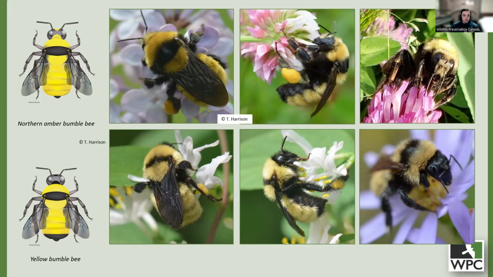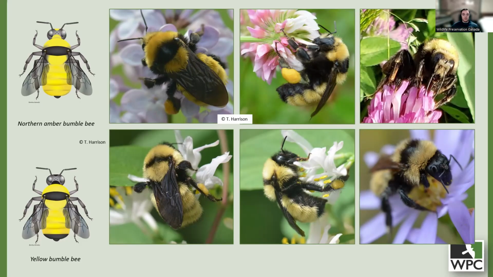The northern amber bumblebee, we see in the diagrams and in the photos, has yellow hairs on the face and the top of the head, whereas the yellow bumblebee has black hairs on the face and top of the head. So I'm looking at these right-hand pictures. Also, the northern amber bumblebee, we're going to look at the thorax now. It has a band between the wings. So does the yellow bumblebee, although the band is oftentimes much thinner.